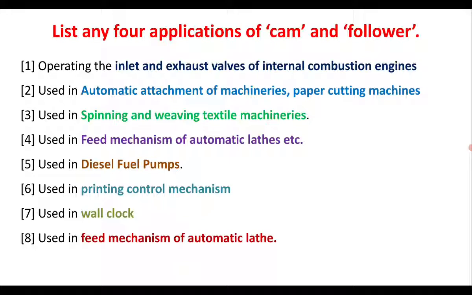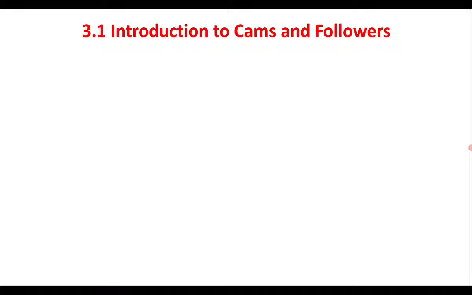In case of automatic attachment of machineries like paper cutting machines, spinning and weaving textile machineries, feed mechanism of automatic lathe, we can have the application of cam and follower. Cam and follower is also found in diesel fuel pumps, printing control mechanisms, as well as in wall clocks. It is also used in feed mechanism of automatic lathe. So after seeing these various types of applications, let us see some of the fundamentals related to the CAMS and follower, which is called as an introduction to CAMS and followers.